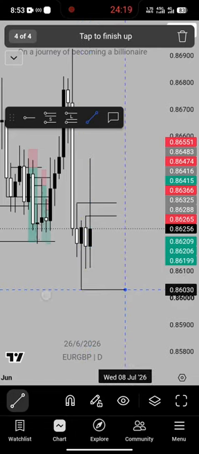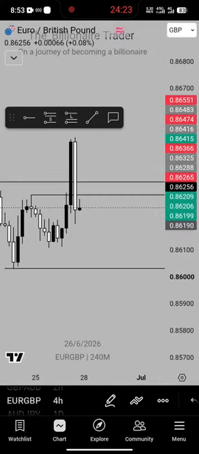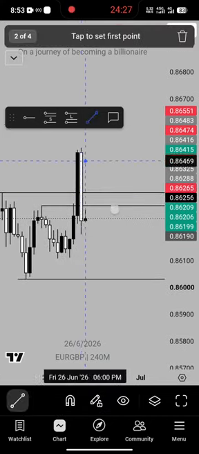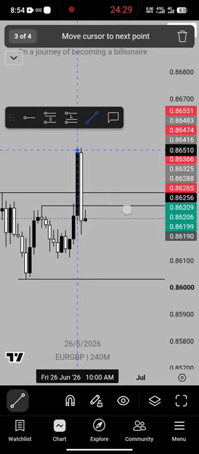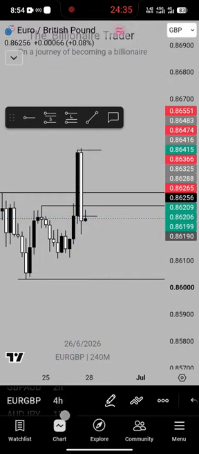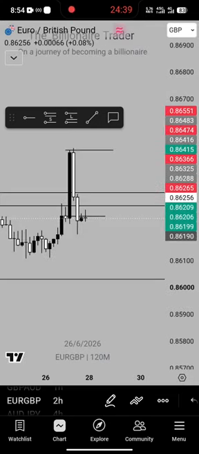But do we have 4 hours breakout? Let's check. Okay, we have sweep and break on 4 hours time frame. It swept this high and closed with full body below that previous candle. So let's check 2 hours time frame. What do we have on 2 hours time frame? We have 2 hours breakout.